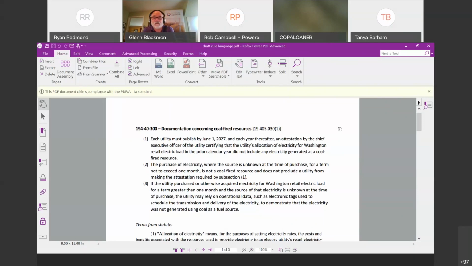Hi, Glenn. We had one comment from John Rothwin in the chat box. It says, would a utility's participation in an EIM be captured under subsection 3 as acquiring electricity for Washington retail load for a term greater than 1 month?